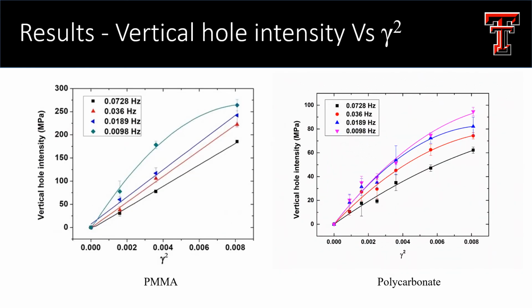Vertical hole intensity variation with the square of strain amplitude at different frequencies is shown in the figure for both PMMA and polycarbonate. PMMA shows a quadratic dependence of hole intensities on strain amplitude for three frequency levels. This behavior is consistent with other reported works on non-resonant spectral hole burning and mechanical spectral hole burning in the literature. However, for 0.0098 Hz frequency, a deviation from quadratic behavior is observed for vertical hole intensity in PMMA, and this could be due to shear softening.